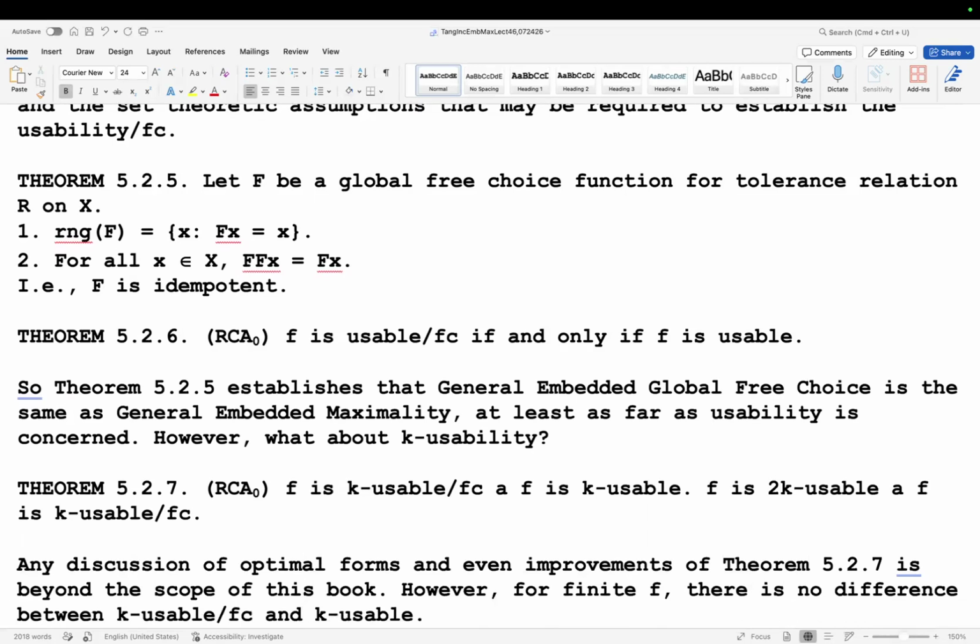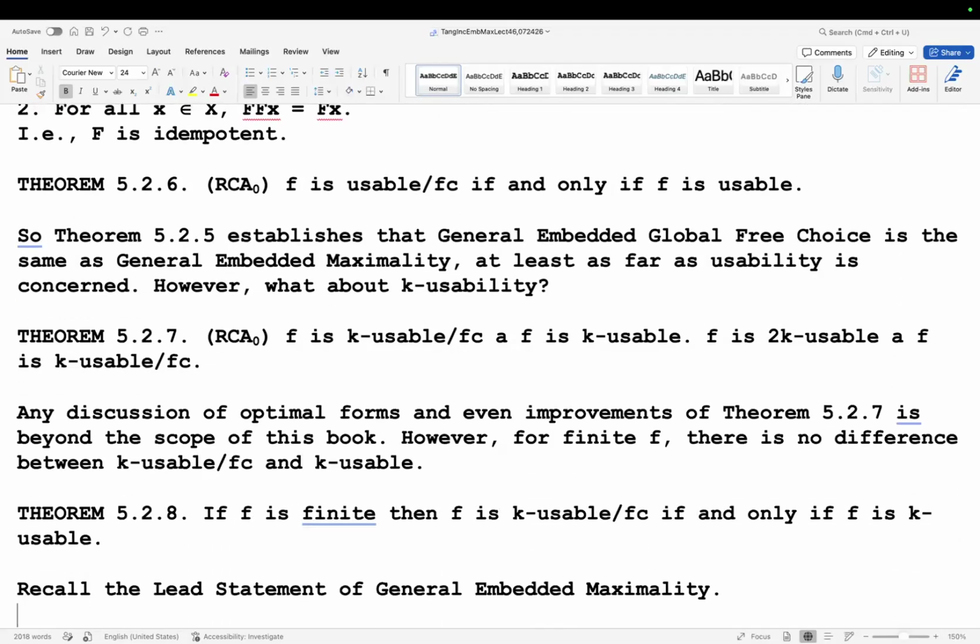Now one has this theorem which says the subjects are the same in some way, namely F is usable free choice if and only if F is usable. We got that. However, what happens when we fix the dimension? F is K usable free choice if and only if F is K usable. Well, one direction I know, and the other direction I have to double the dimension. So F is 2K usable implies, with A standing for arrows, that F is K usable.